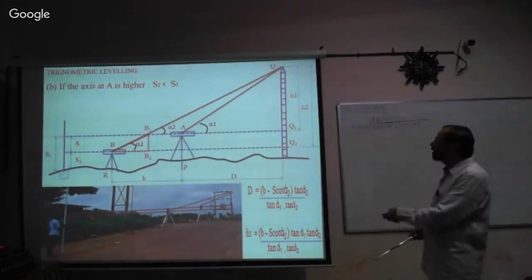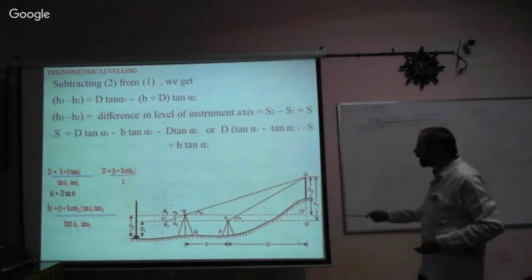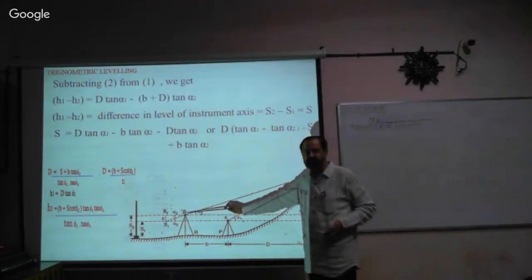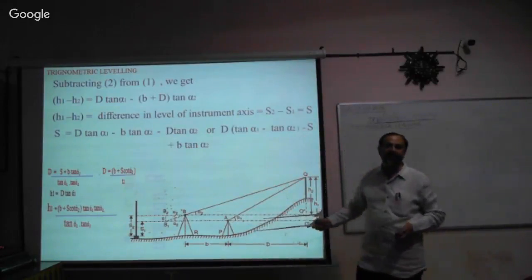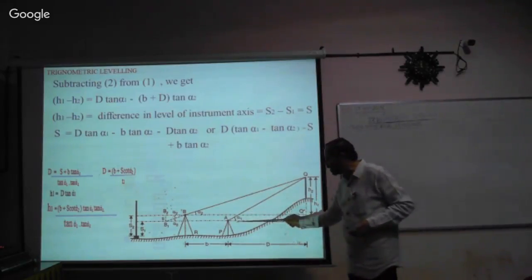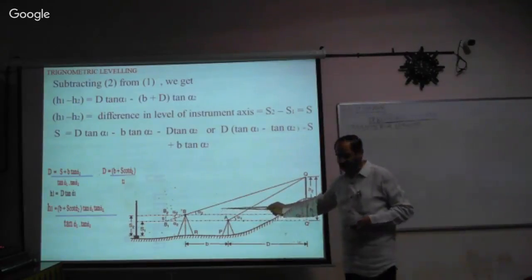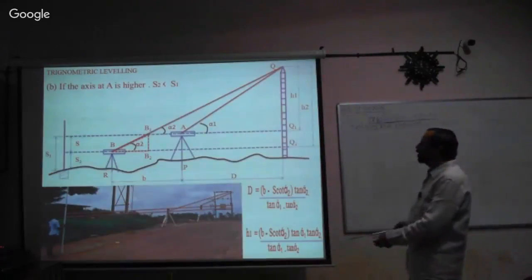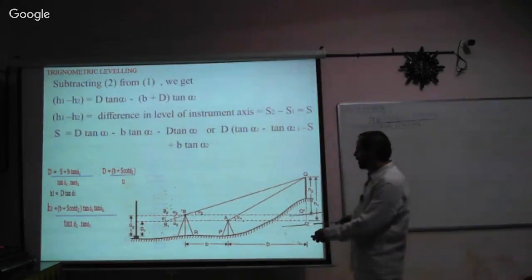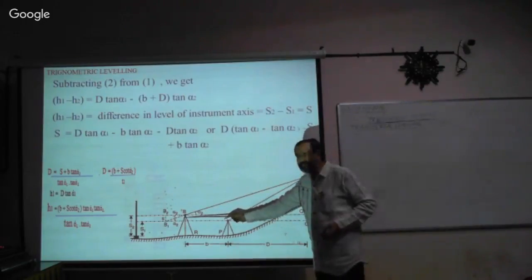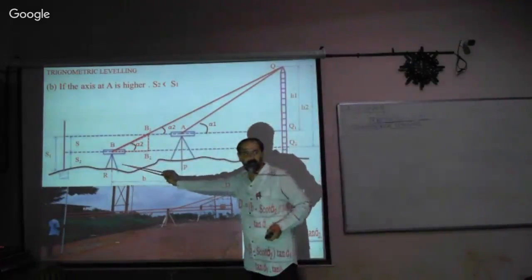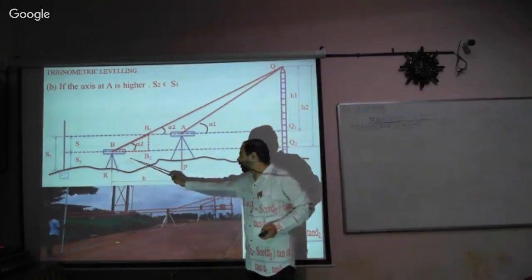So similarly, now in this case, the farthest instrument station is above the nearest instrument axis, isn't it? Here the nearest instrument axis is lower, and the farthest instrument axis is higher. In the second case, this situation is also possible. Here station 2 is higher, and in the second case station 2 is lower. Now what is happening here?